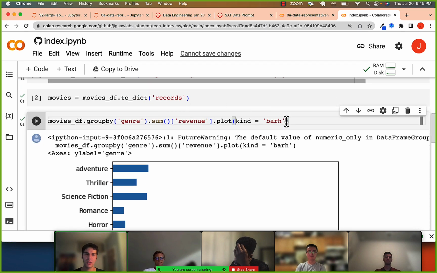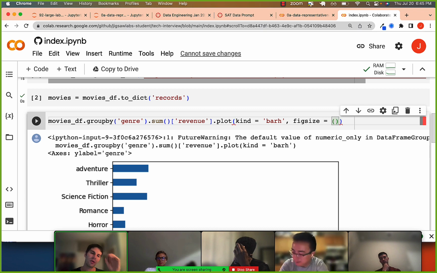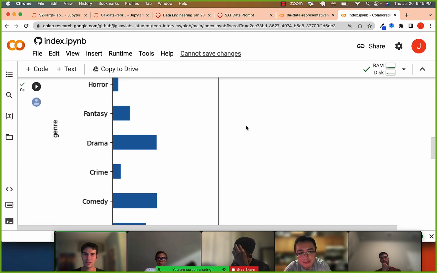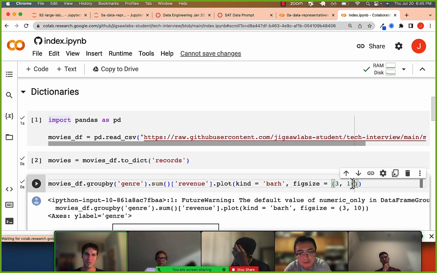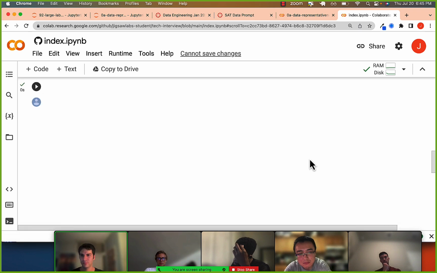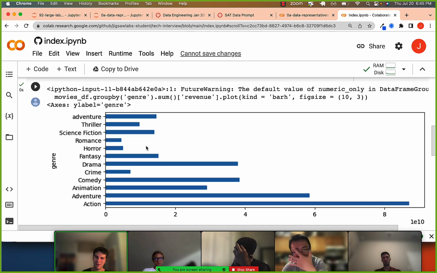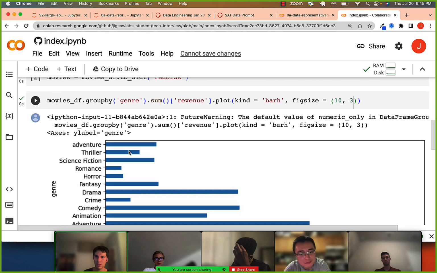One more thing is, oftentimes I'll pass through a figsize just because this stuff can get long. And I always forget which value is X and which value is Y. I always just mess around with it. Let's say 3 by 10. This is the wrong way. Okay, let's do 10 by 3. This is more reasonable to look at, just to see what's going on.